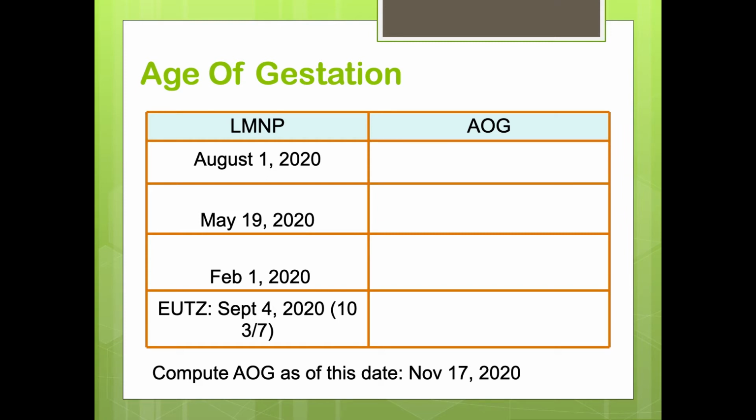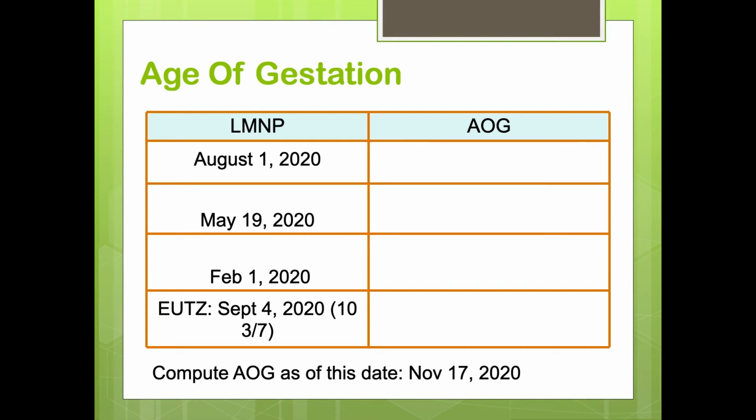So for example, she had an ultrasound done on September 4, 2020, and the ultrasound shows that there is a fetus measuring 10 weeks and 3 days. Using this, we can now compute the age of gestation, and we will use the early ultrasound as the basis for the age of gestation.